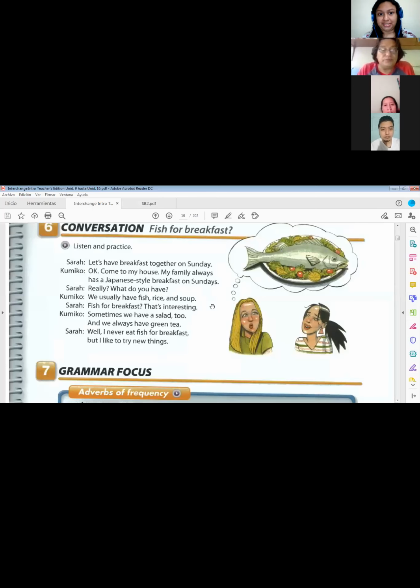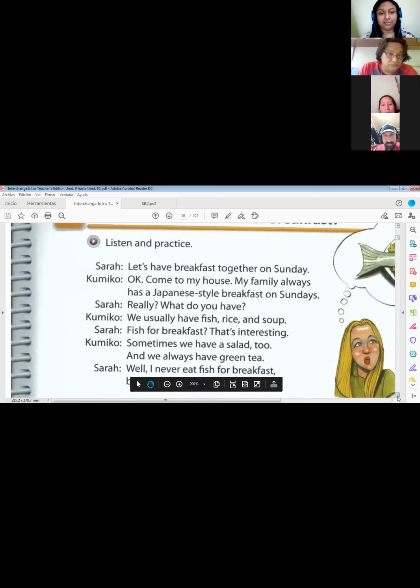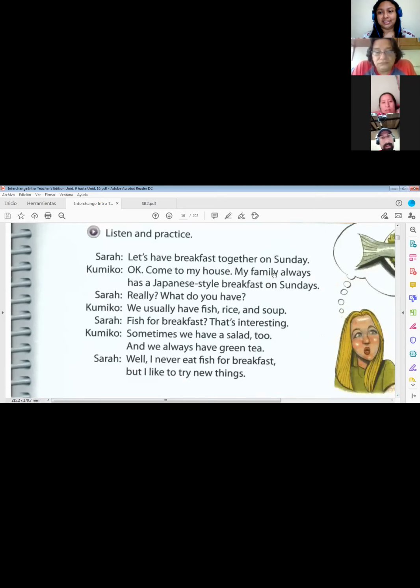Here, we have a conversation. Can you see the conversation very well? Let me zoom it up a little bit more. Okay, like this. So you guys are going to repeat after me. It says, Let's have breakfast together on Sunday. Okay, come to my house. My family always has a Japanese style breakfast on Sundays.